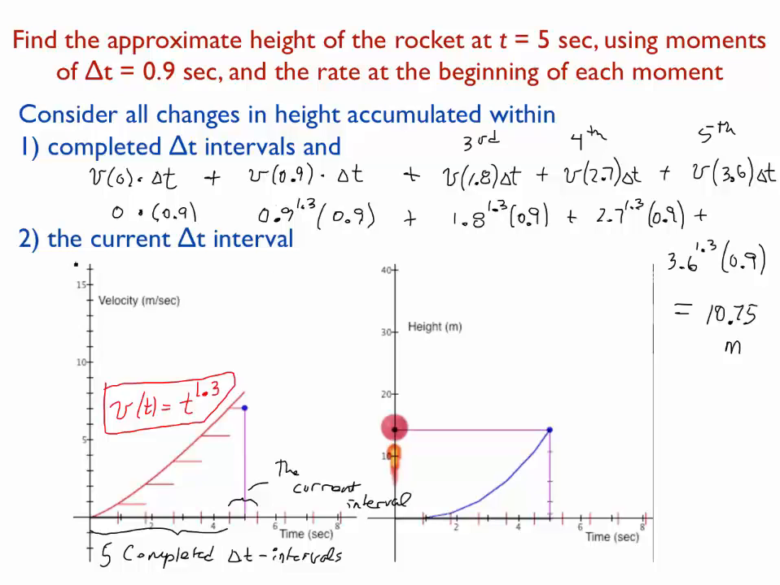Anyway, so we still have the current interval to do. So the current delta t interval, what rate will we use? The picture is around 15 or 16. Okay, right. So what is the rate in the current interval? How do we express the rate in the current interval? V of 4.5.